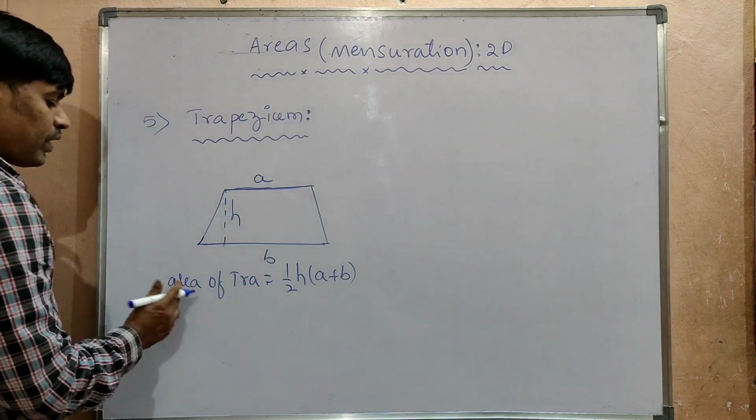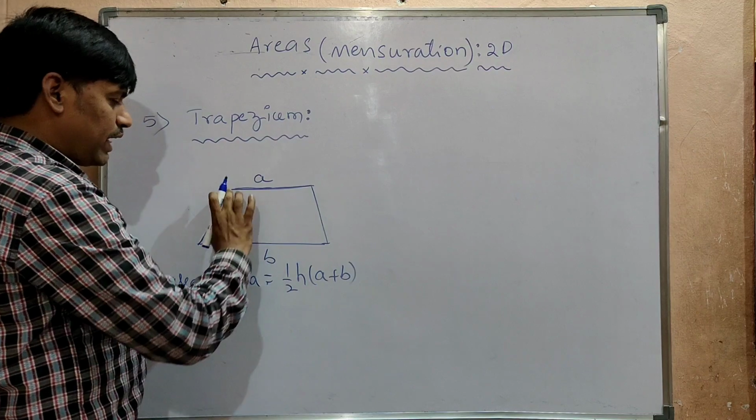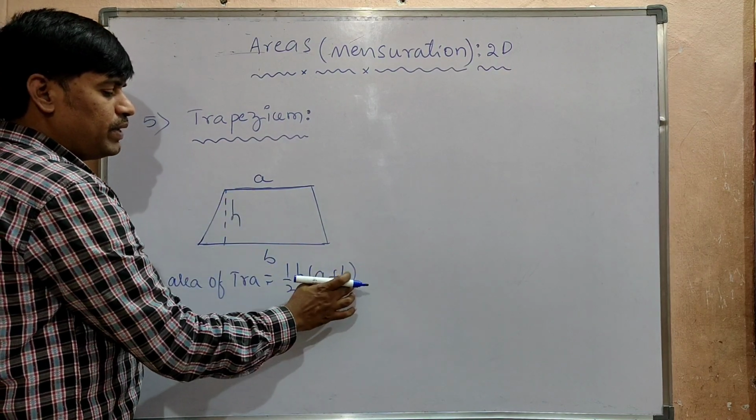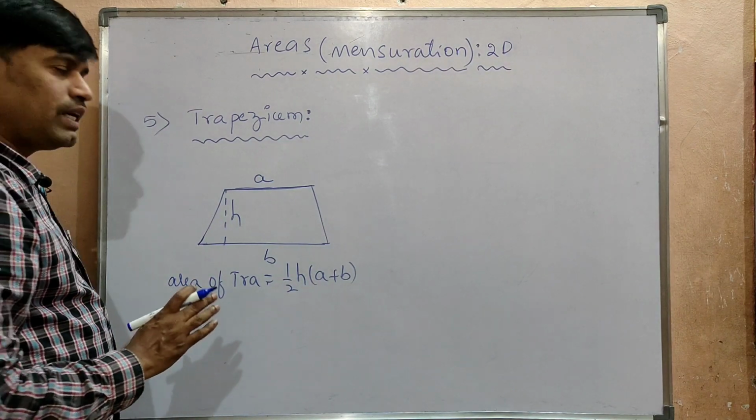Okay. The area of the trapezium is equal to 1 by 2 into h of a plus b. Here h means the height of the trapezium, and a and b mean the lengths of the parallel sides.